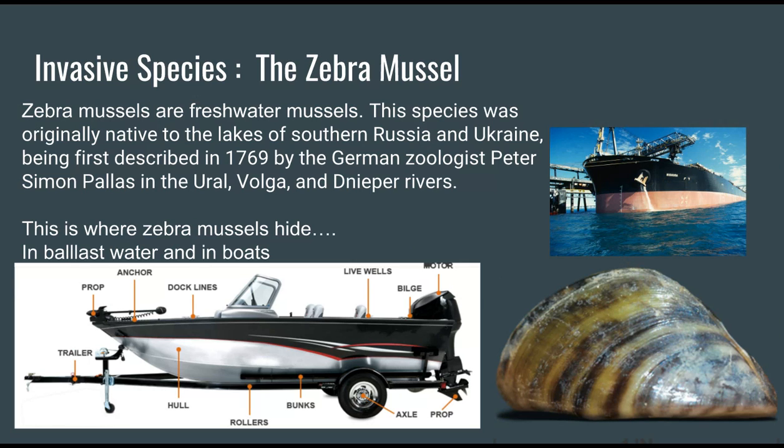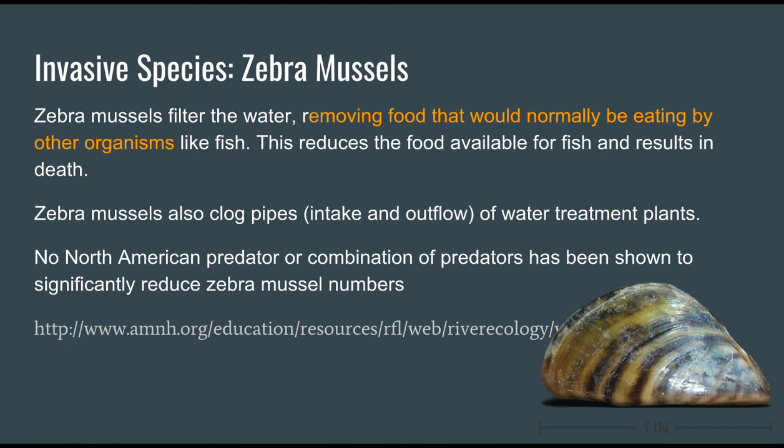Some examples that we discussed in class are the zebra mussel. These are freshwater, so they live in rivers, for example the Hudson River and the Great Lakes. They hide in boats. They're tiny, about an inch wide, which is probably the size of half your thumb. They hide all over people's boats and get brought by humans to different ecosystems where they use up all of the nutrients and clog pipes and basically choke out all the other native species that are supposed to live there. So they remove food that would normally be eaten by other organisms.